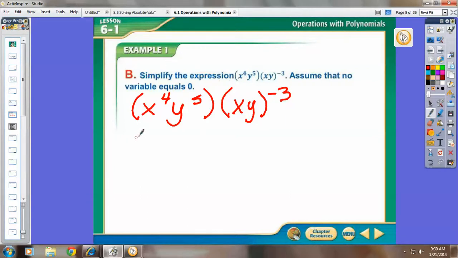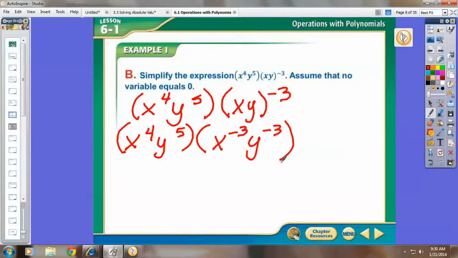Please do this with me. So we have x to the 4th, y to the 5th, times x to the negative 3, y to the negative 3. Now, could you simplify to distribute that exponent? We should be able to. Multiplication is commutative, means you can multiply in any order you want. So let's rearrange: x to the 4th times x to the negative 3, and my y's together, y to the 5th times y to the negative 3.